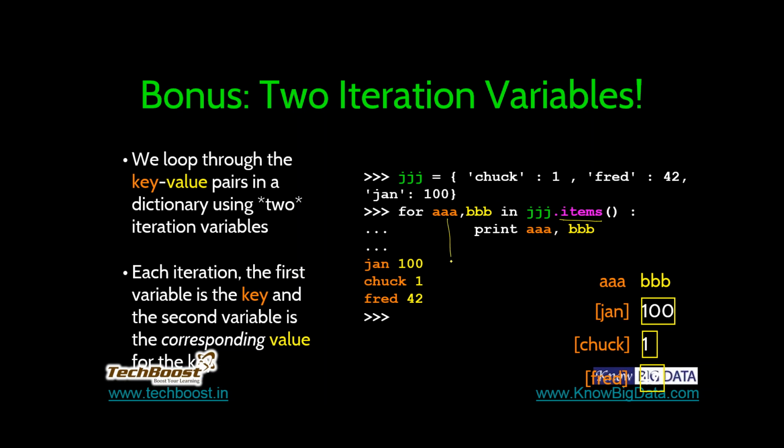So AAA becomes the key, BBB becomes the value, and hence you can see in our dictionary key and the value, key and the value, and so on. Very handy, because at times you would want to loop over keys and values together rather than just keys or just values. Also remember that in each iteration, the first variable is always the key, and the second variable is the corresponding value for the key.